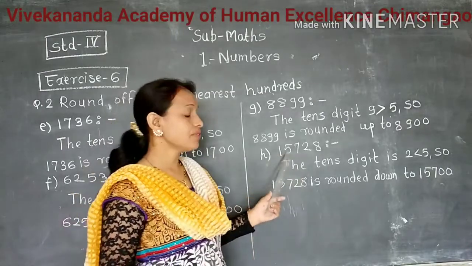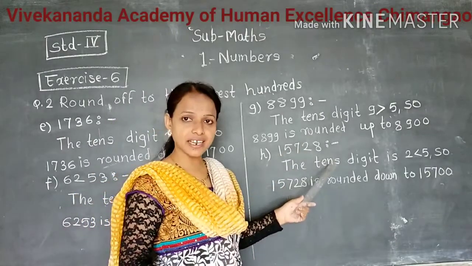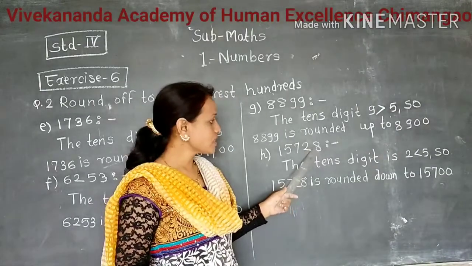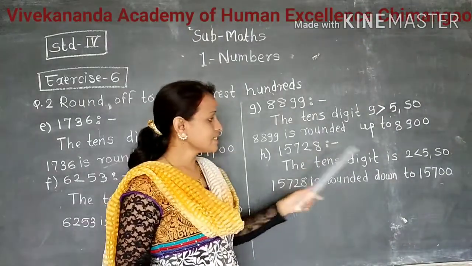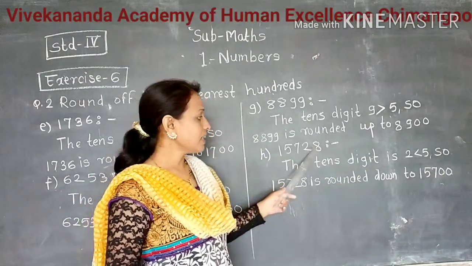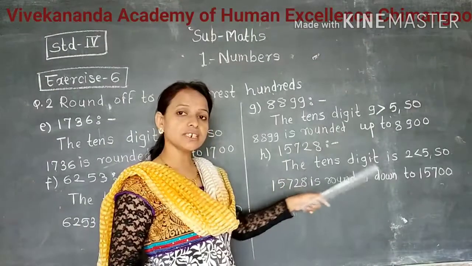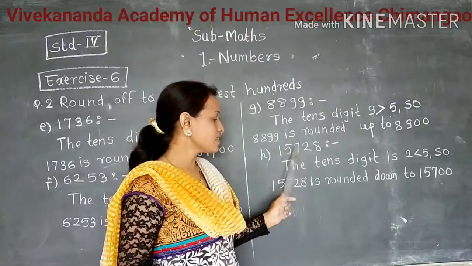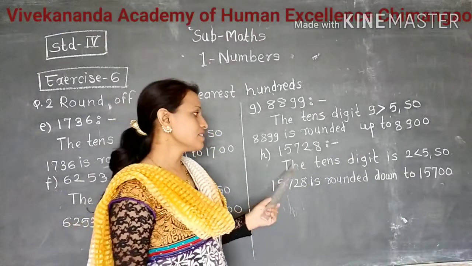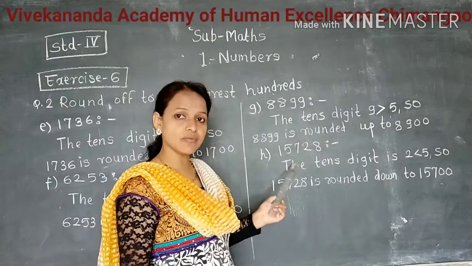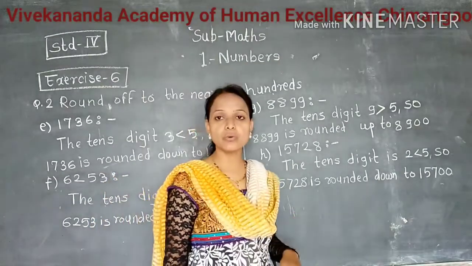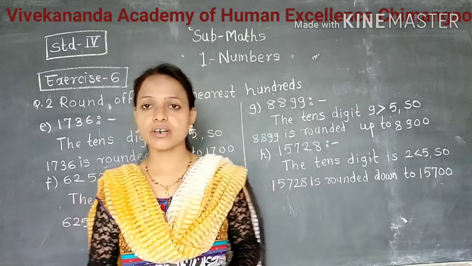Next number 15,728. Here the ten's digit is 2 which is less than 5. So the one's digit is replaced by 0, the ten's digit is replaced by 0 and the remaining keep the same. So here the 8 digit is replaced by 0, the 2 digit is replaced by 0 and the 1, 5, 7 digits remain the same. So what is our answer? The ten's digit is 2 which is less than 5. So 15,728 is rounded down to 15,700.